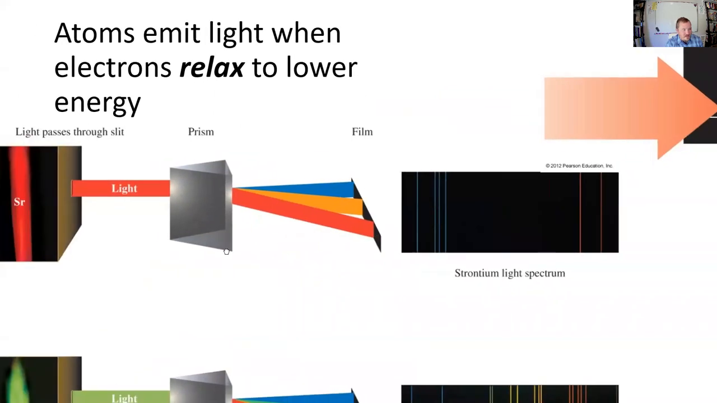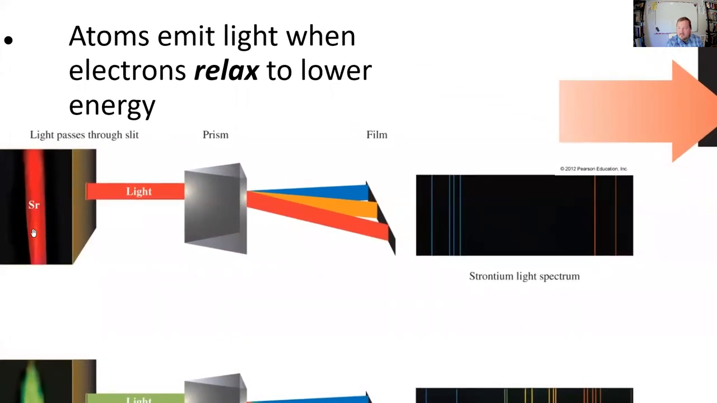If you take the light of various elements when they're heated up and put it through a prism, we get something that looks almost like a barcode. Every element and every compound is going to have a unique barcode. They call it an emission spectrum. That's going to allow us to determine what that specific element is or what elements are present.